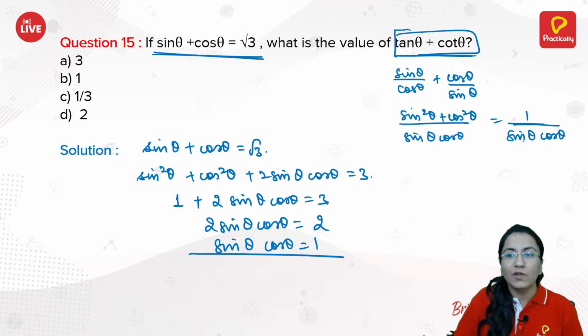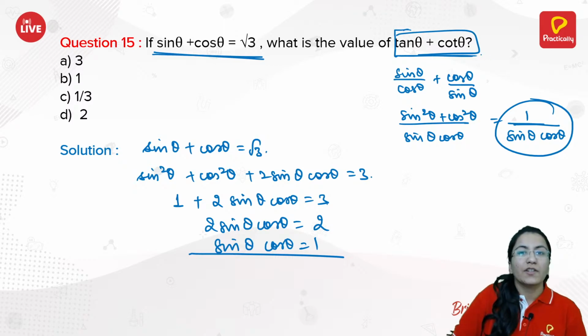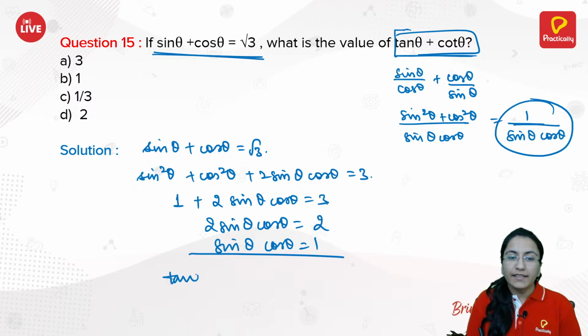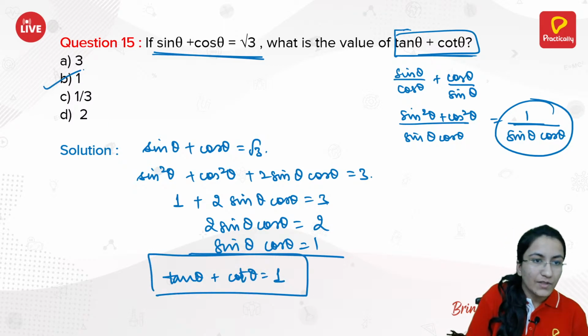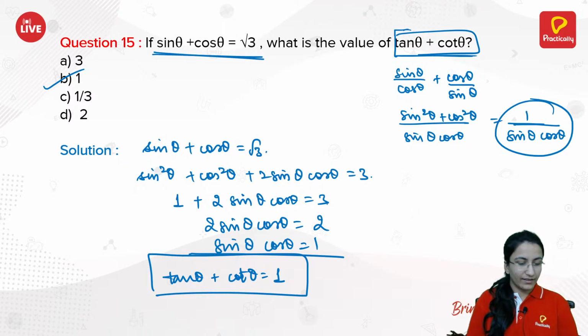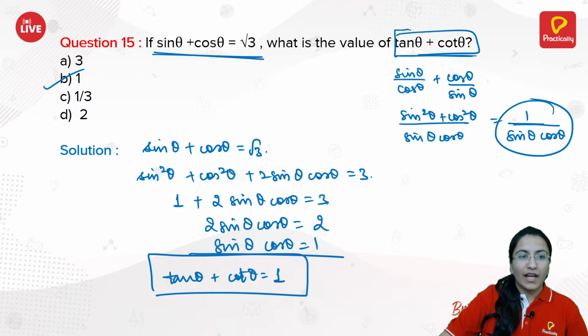If sin theta into cos theta is 1, just take its reciprocal. You have the value of tan theta plus cot theta as 1. So this is the final answer. That means B option is correct. Okay, so B option is the correct one. We have 1 as the correct answer.